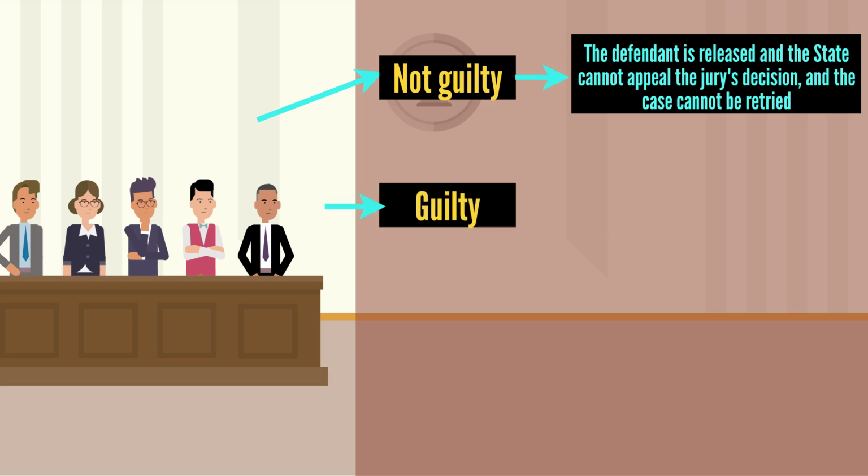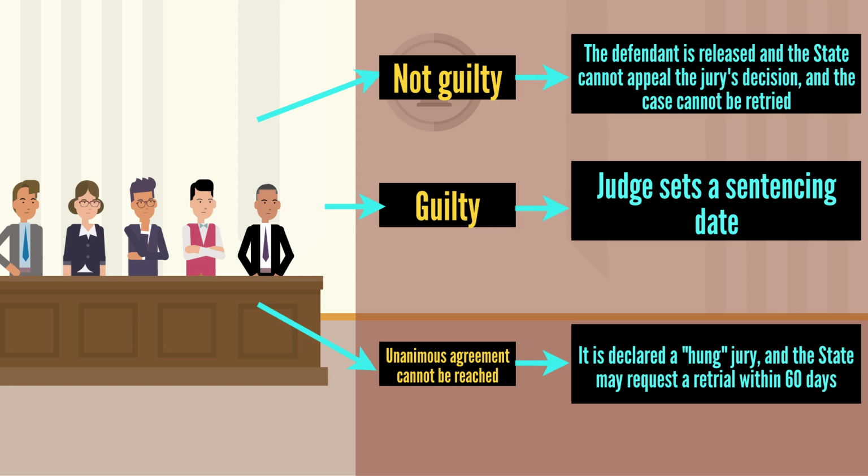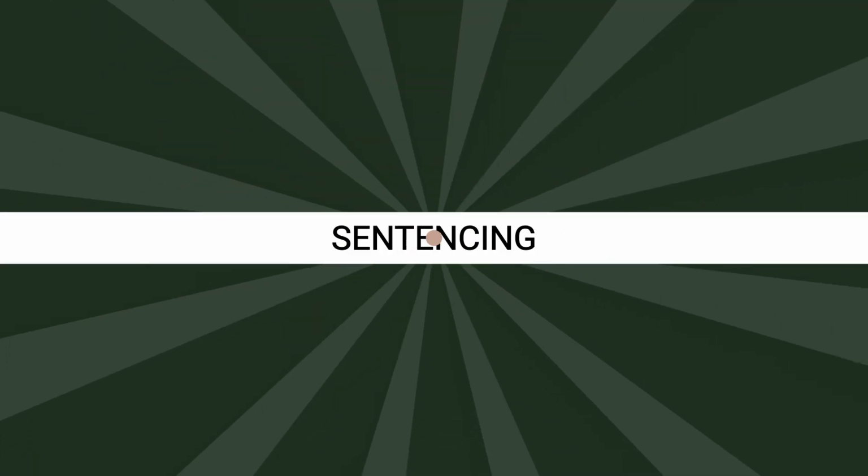A guilty verdict prompts the judge to set a sentencing date. If the jury cannot reach a unanimous decision, it is declared a hung jury, and the state may request a retrial within 60 days.